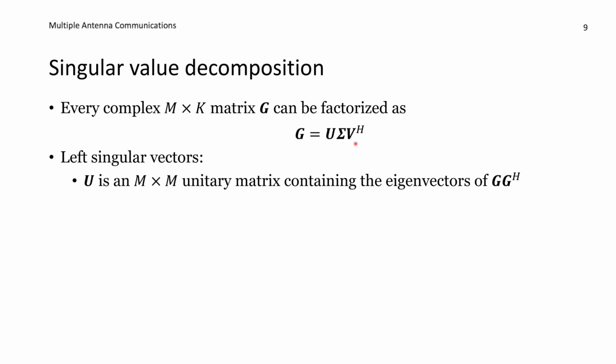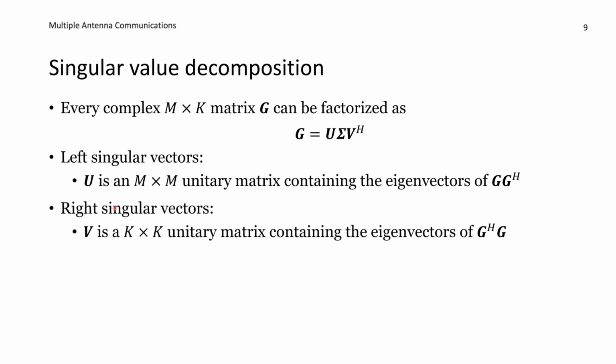The matrix V is created in a similar way. This is called the right singular vectors. So each column in V is one singular vector. And this is a K by K matrix, so note that it has a different size than U. It's also a unitary matrix, and it's also constructed based on eigenvectors, but not of G, but of G Hermitian G, which is going to be a K by K matrix.